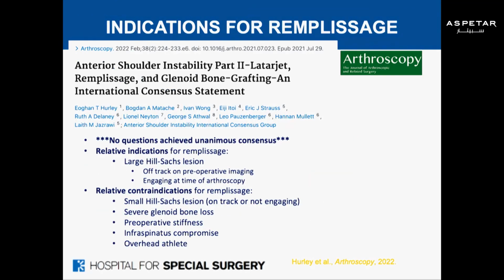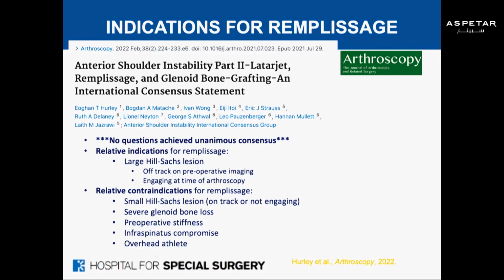So this was a study looking at the indications for remplissage as it's gotten more popular. It was a consensus statement by an Anterior Shoulder Instability International Consensus Group. Full disclosure, I wasn't invited to participate, which is why I don't agree with some of these contraindications. I probably was. I just probably chose to play golf instead.